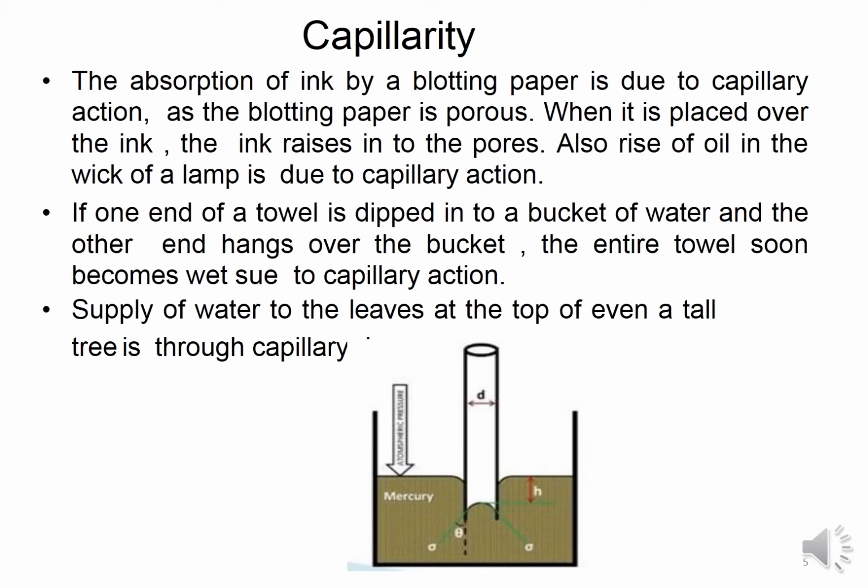The absorption of ink by blotting paper is due to capillary action. As the blotting paper is porous, when it is placed over the ink, the ink rises into the pores. Also, the rise of oil in the wick of a lamp is due to capillary action. In earlier days we used ink bottles to write with ink pens. If you take a small blotting paper and place it on ink, the ink automatically rises in the blotting paper because of capillary action.